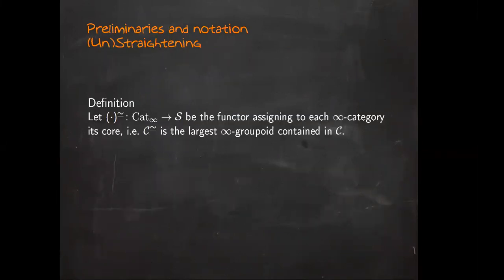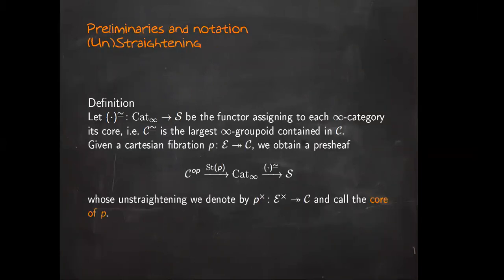And the straightening construction allows us to define another construction, namely we have a core functor from infinity categories to spaces, which just means we take an infinity category and consider the largest infinity groupoid contained in that infinity category. So what we can do is take a Cartesian fibration, straighten it and post-compose it with the core functor. And then we can straighten it back and we obtain a right fibration. And we will call this right fibration the core of P accordingly.